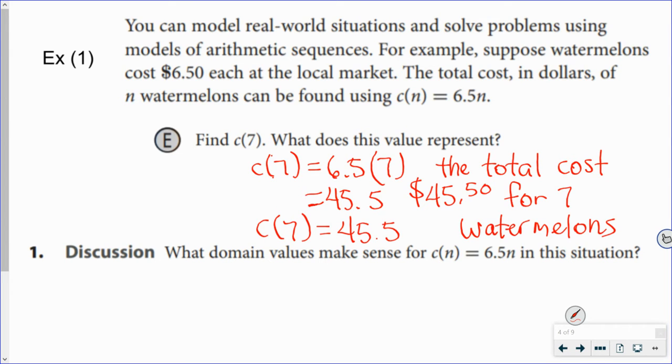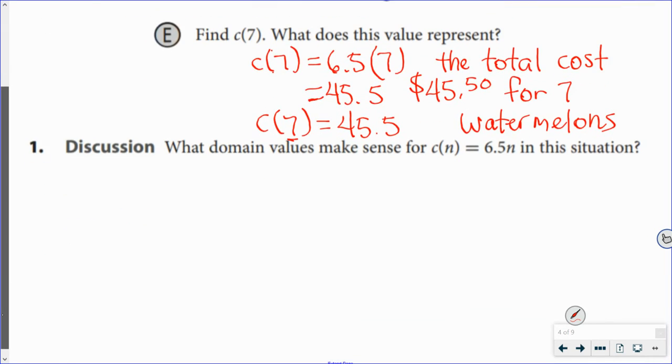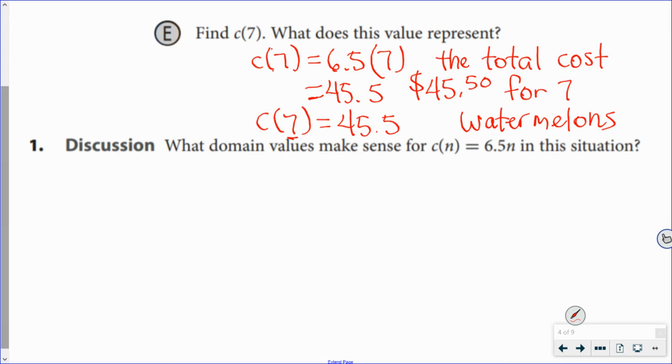So check it out. When I look at that function, I see that my input value was 7. That's the number of watermelons. And then when I evaluated this function, C of 7, I found out that it was 45.5, or $45.50. So that's what that function tells me. Now, what domain values make sense for that? In other words, what input values could I have for this particular function? When we're talking about watermelon, what are logical, sensible domain input values?